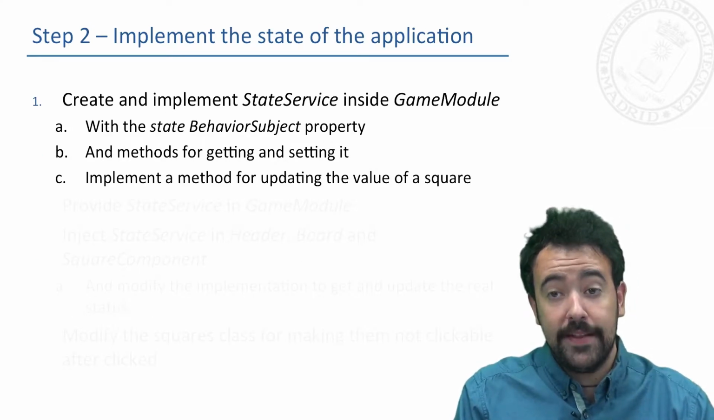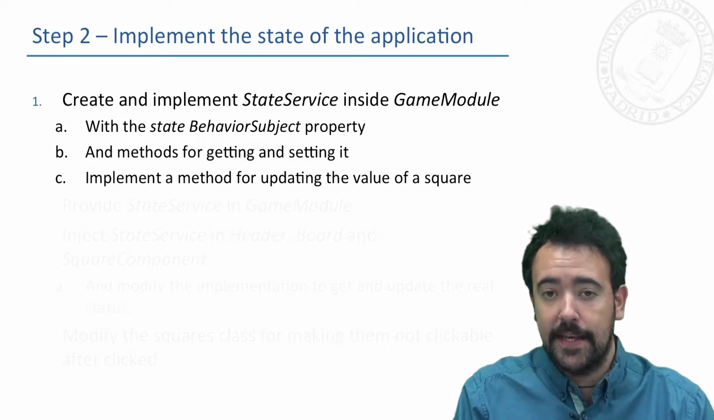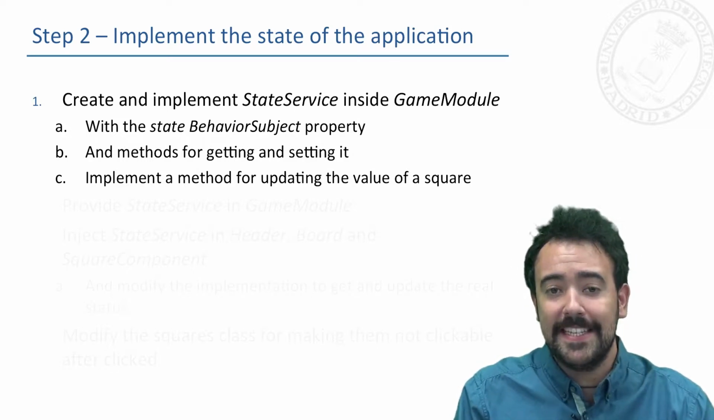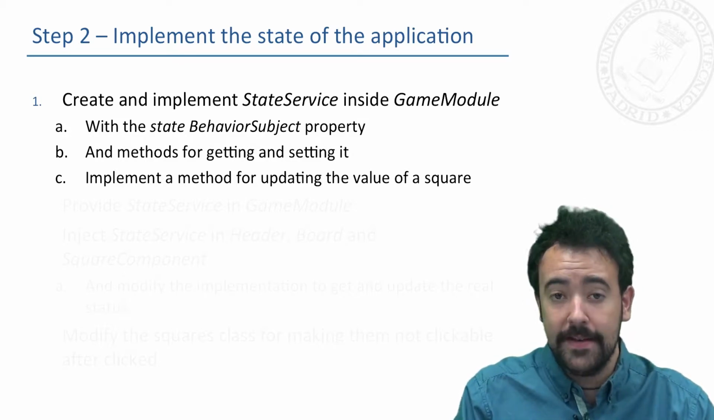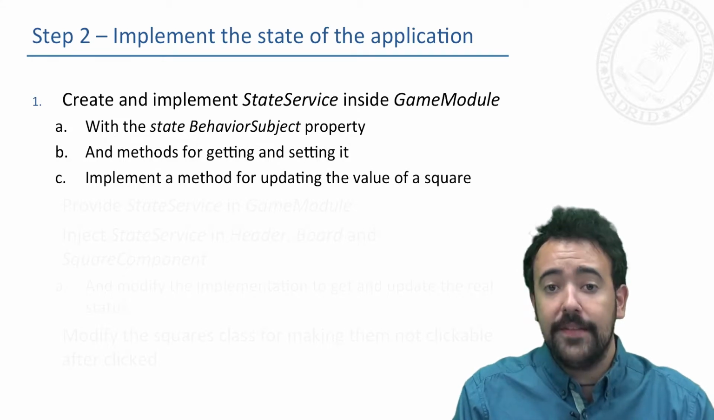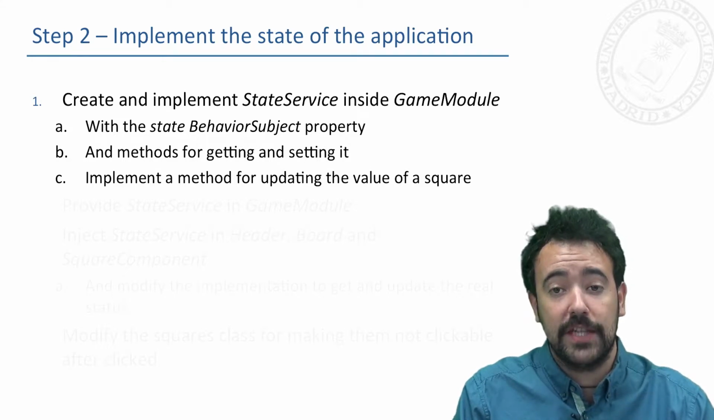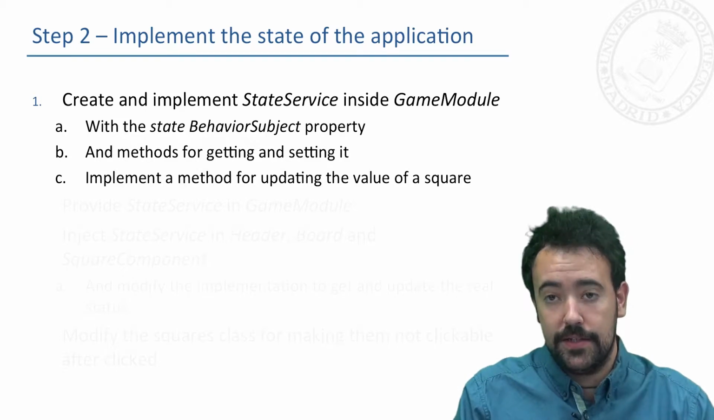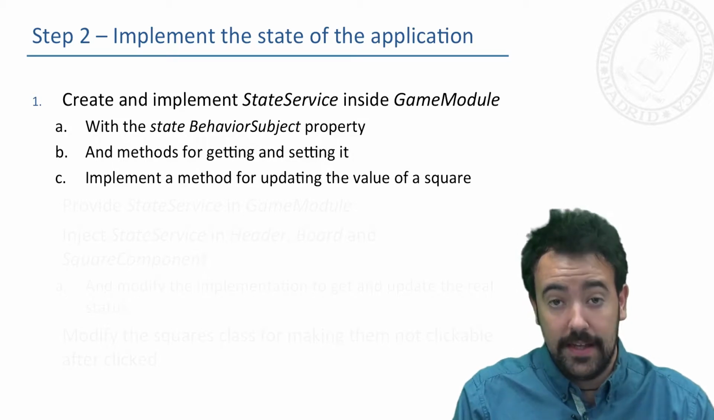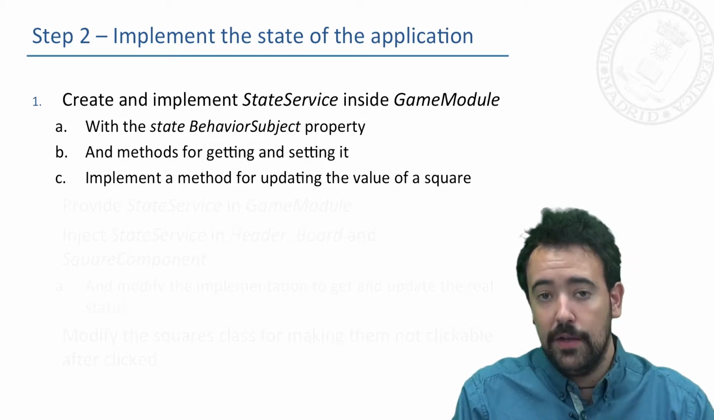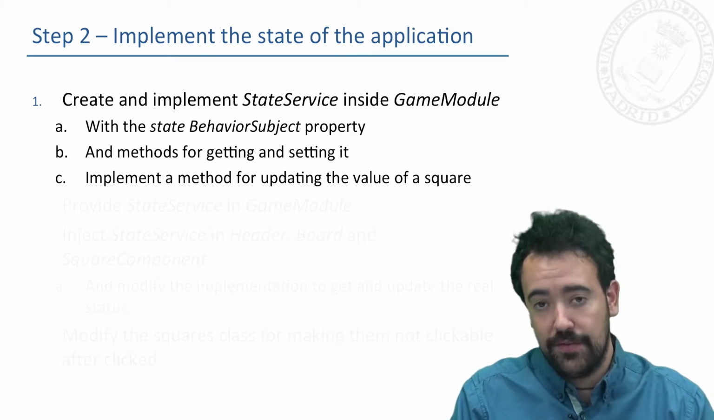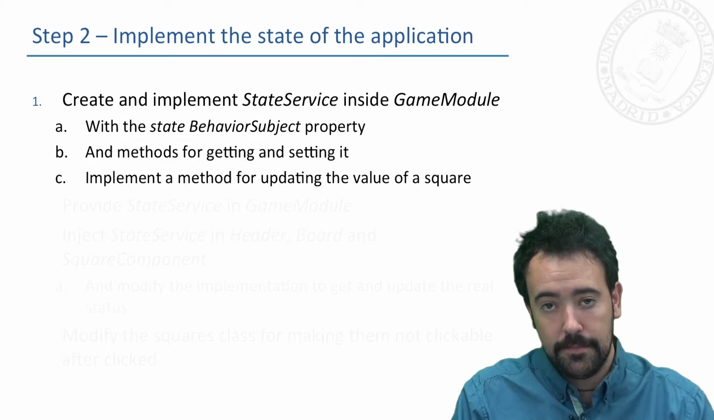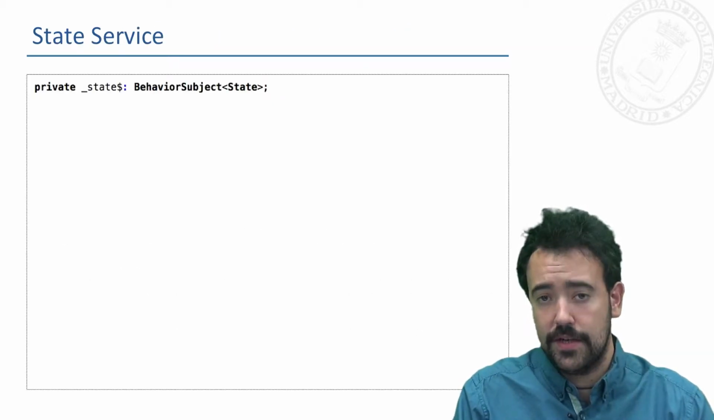Now I'm going to create the state service, again inside game module, that will be the service injected in the components that need to subscribe or to modify the state of the application. And this will be possible thanks to a behavior subject property included in this service. I will also implement the needed methods to get and to set the value of this state, and also a method for updating the value of a specific square when the user clicks on it. So let's see the implementation of this service.